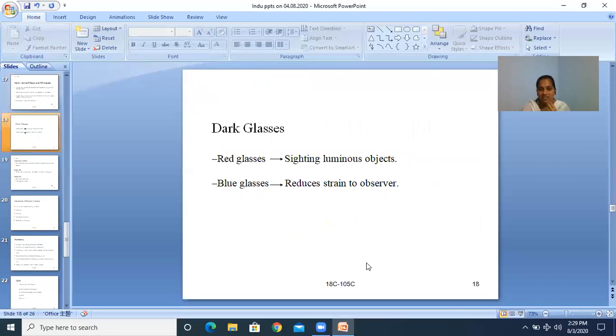Then the next one is dark glasses. There are two dark glasses provided on the compass at the eye vane, nearby the eye vane. These dark glasses are a red glass and a blue glass. One is red in color, the second is blue in color. The red one is used to see luminous objects at night time, and the blue glass is used to reduce the strain on the observer's eye. So these are the two glasses.